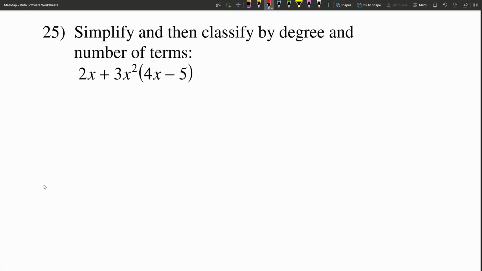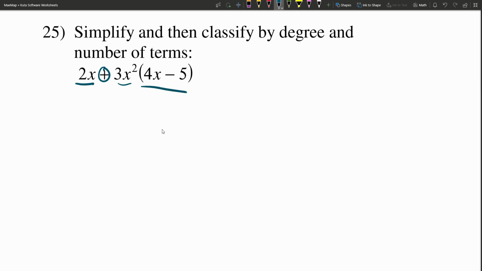A last and final problem on this worksheet, number 25. We're going to simplify and then classify by degree and number of terms. So, let's get started. Simplifying this, we have, well, let's look at this. We have a monomial that's added to a monomial multiplied by a binomial.